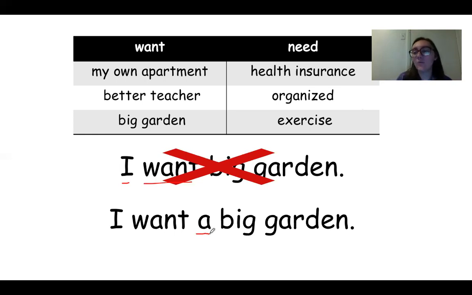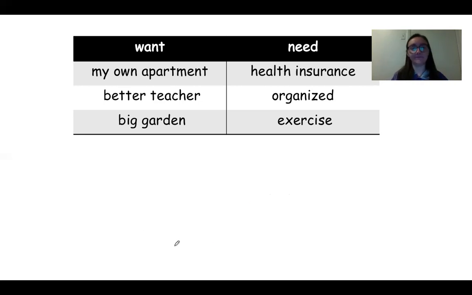Because if I said I want big garden, it would kind of sound like big garden was something I could buy, right? Or a place I could go. But when you say a big garden, it makes it sound like it's one specific one, right? And it lets us know they're not saying big garden is a place or something you can buy. The word big is describing the word garden. I want a big garden.